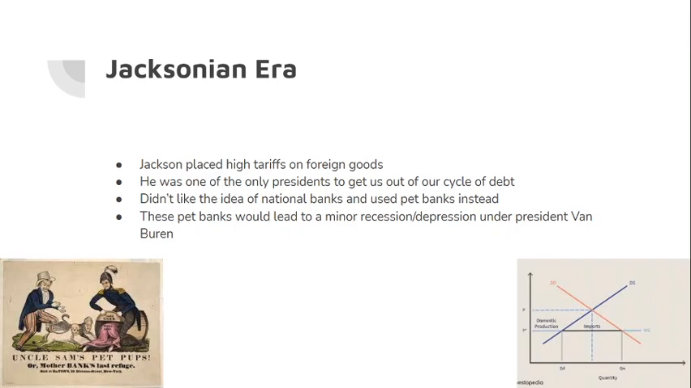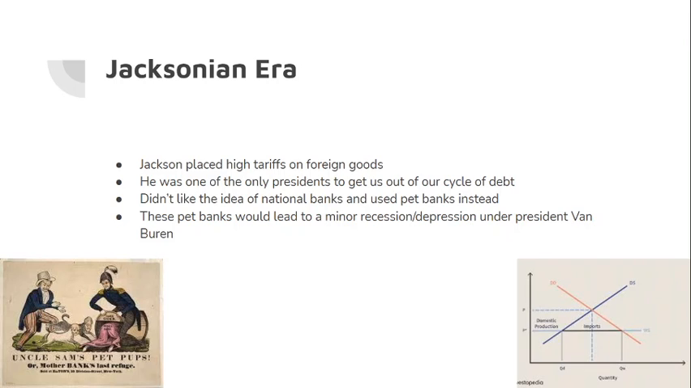Also, something to note is that Jackson didn't really like the idea of a national bank, and he used something called pet banks instead. Jackson vetoed a charter for a bank because the bank charters only lasted 20 years, so he didn't create a second national bank. Pet banks were just small state banks, and they got the name pet because Jackson was a proponent of the spoils system, which we would see in his presidency.